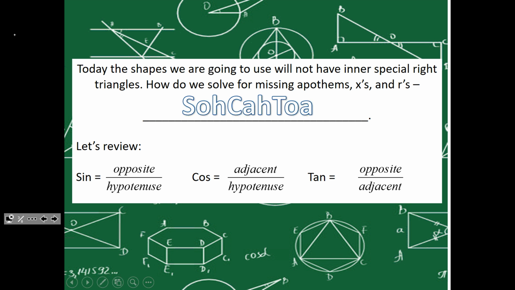So it's been a little bit since we've done trig. So our first two examples at the bottom of the front page are just asking us to use trig to solve missing sides in a triangle. They're not inside of our regular figures yet. We're just going to kind of brush ourselves up on how to do those. Okay?